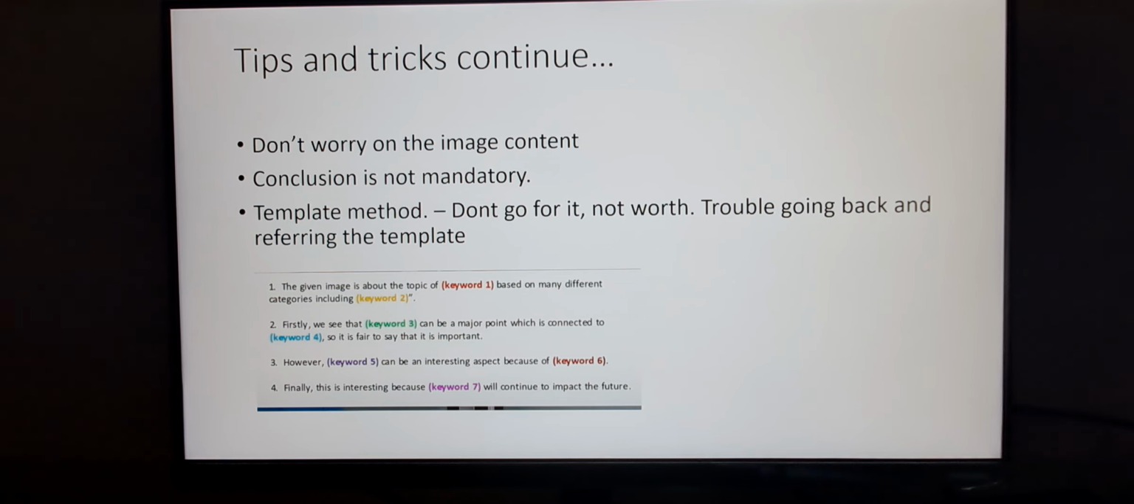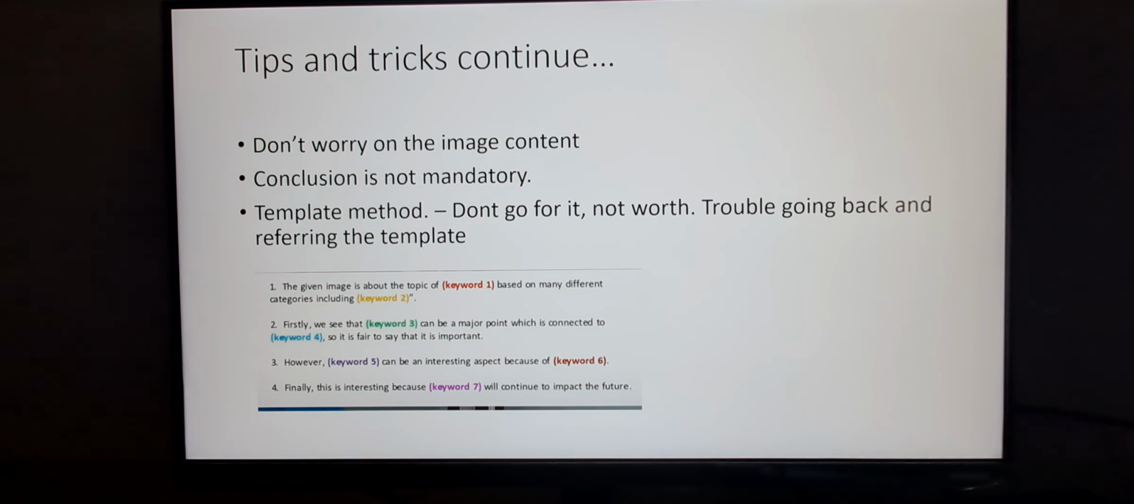Let's say you are stuck in an image and you have very less time to complete your answer. You've already reached 35-36 seconds and you don't have enough time to do a conclusion. It's okay, forget it. You don't have to say a conclusion. It's not mandatory.